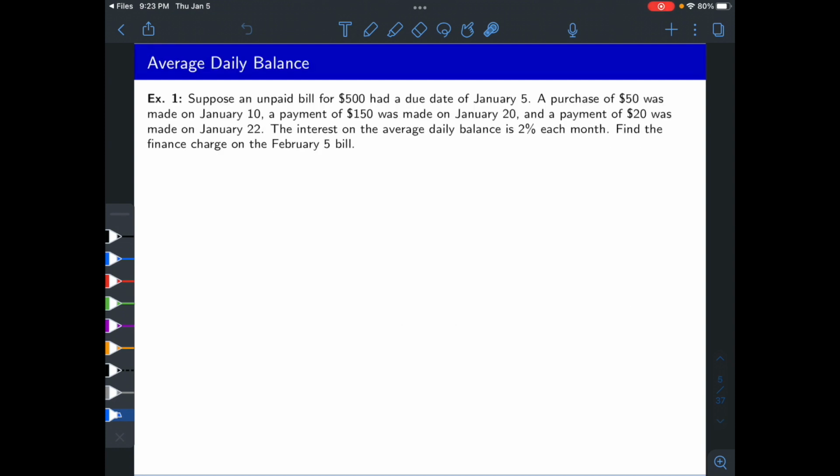So let's suppose that an unpaid bill for $500 had a due date of January 5th, and a purchase of $50 was made on January 10th. Payment of $150 was made on January 20th. A payment of $20 was made on January 22nd. And the interest on the average daily balance is 2% each month. Find the finance charge on the February 5th bill.